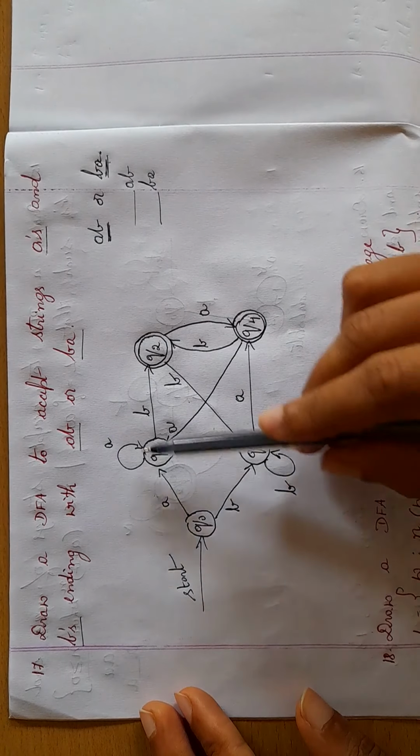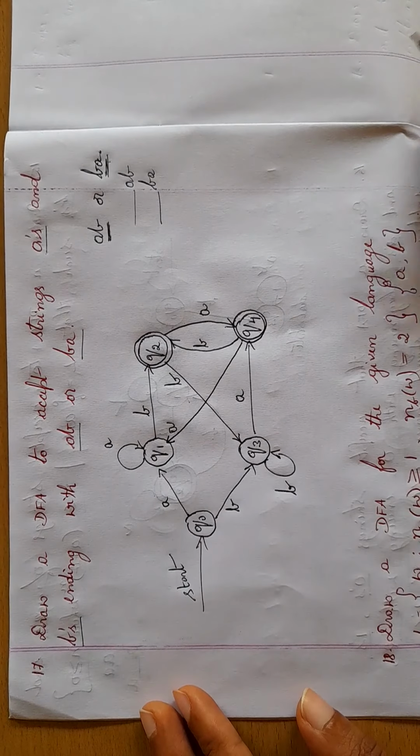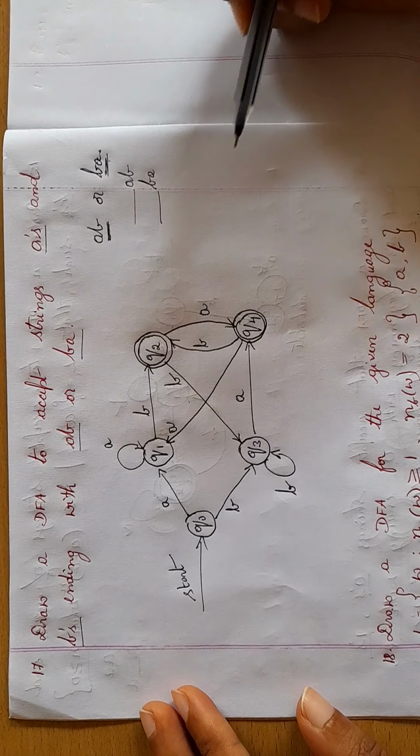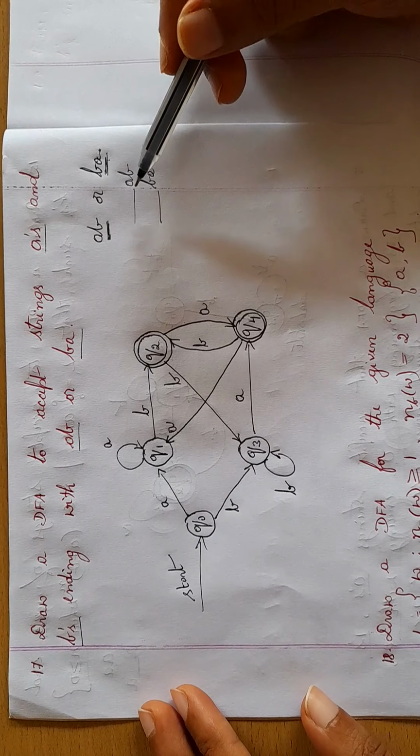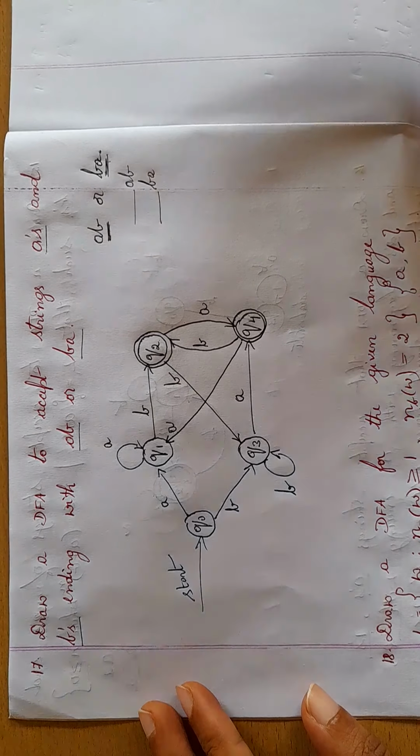Okay, from each and every state all the inputs are done. Now you can check for different combinations whether it will satisfy or not.